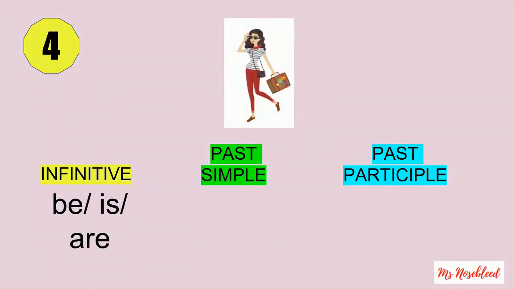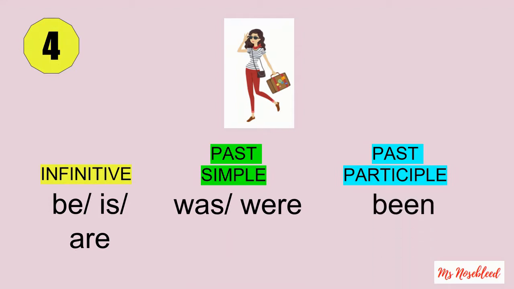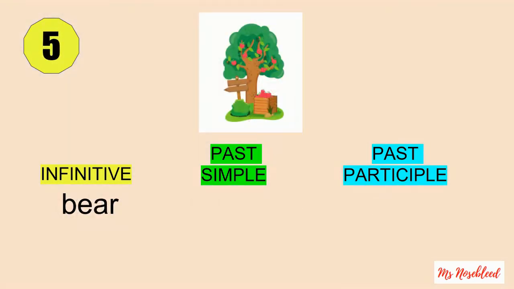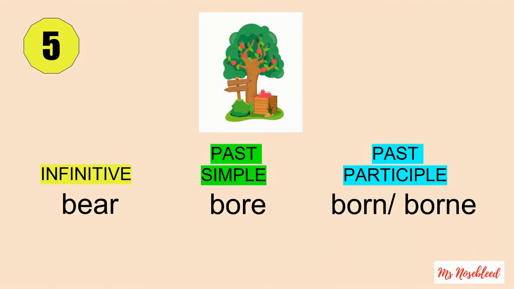Backslidden or backslid. Very good. Number 4. Be, is, are. Very easy. The past simple. That's right. Was or were. And the past participle? Been. Very good. Number 5. Bear. To bear fruit. Yes, bore. And born or borne. Very good. Excellent. Let's go to number 6.